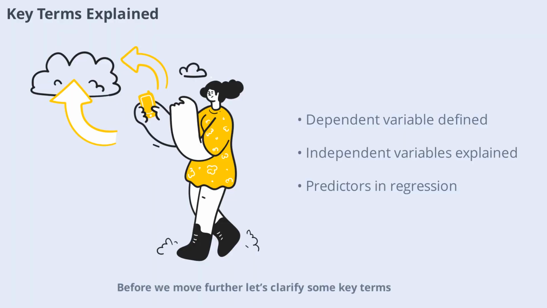Before we move further, let's clarify some key terms. The dependent variable is the main outcome you're trying to predict or explain. Independent variables, sometimes called predictors, are the factors you believe influence the dependent variable. In multiple regression, we use several independent variables to get a more accurate and nuanced understanding of what drives changes in the outcome. Understanding these terms is crucial for interpreting regression results correctly.